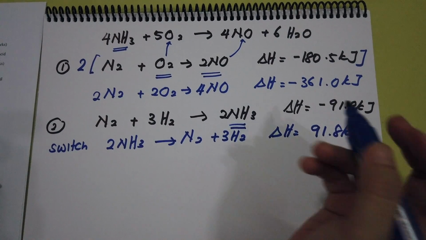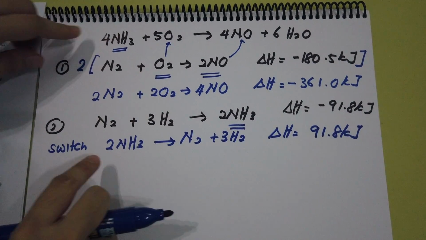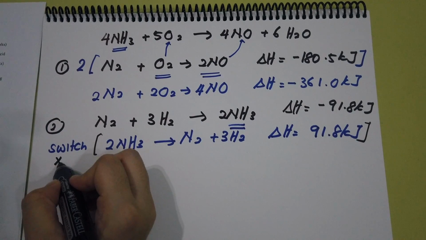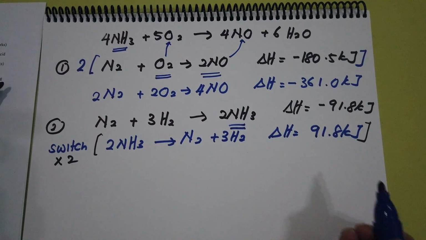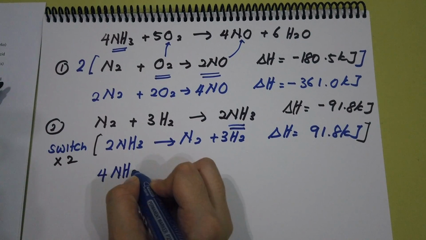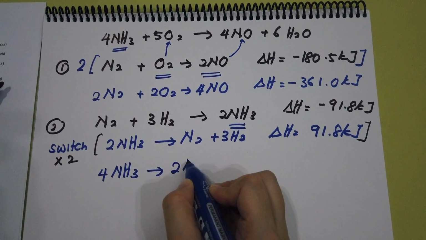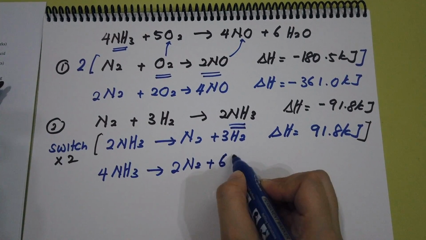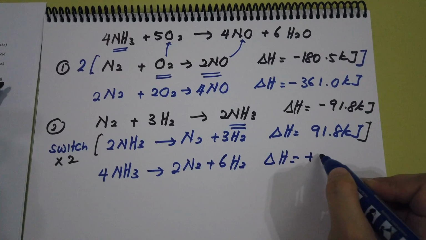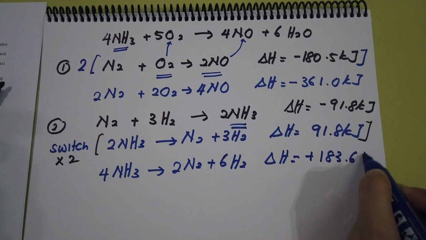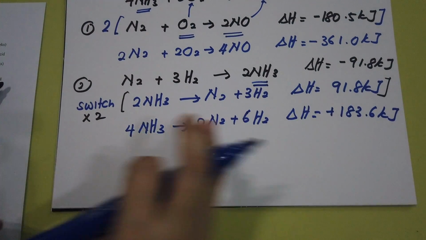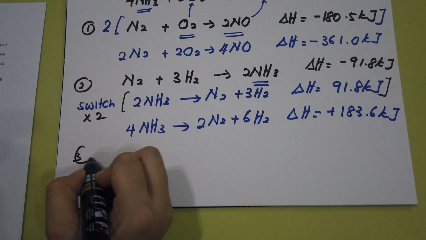The next one is, this one is 2, this one is 4, which means the whole thing needs 2 times 2. So you will get 4NH3 produce 2N2 and 6H2. Your delta H will become positive 183.6 kilojoule.